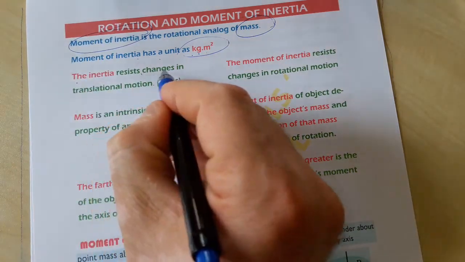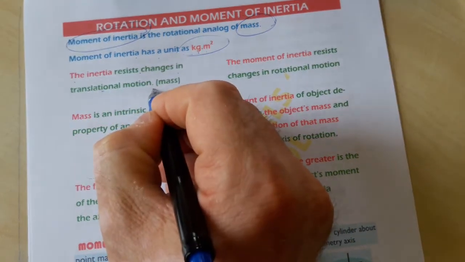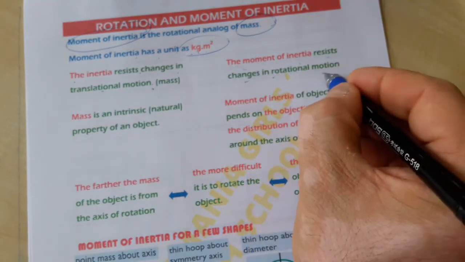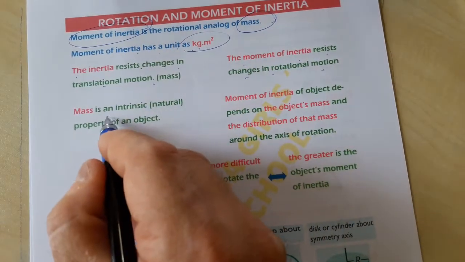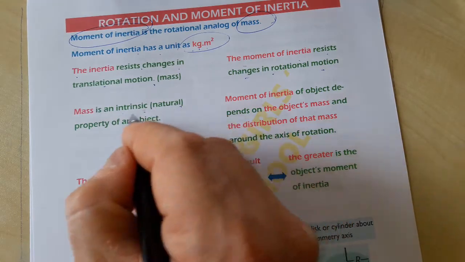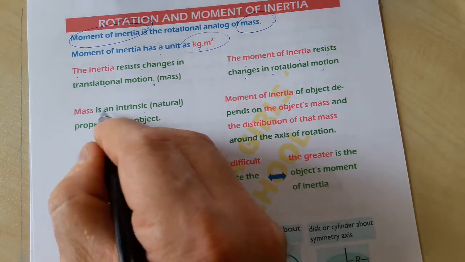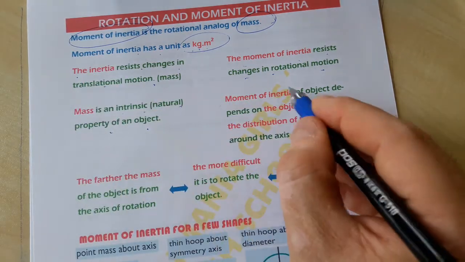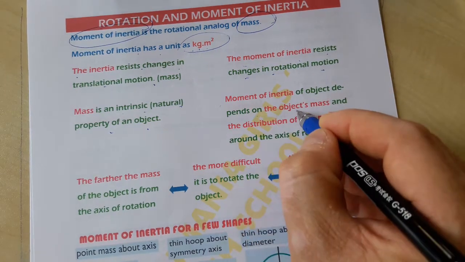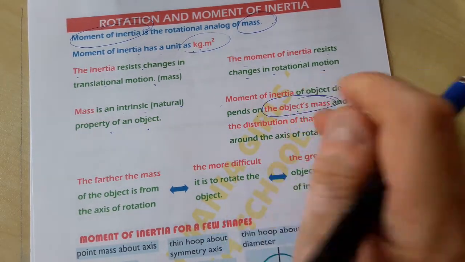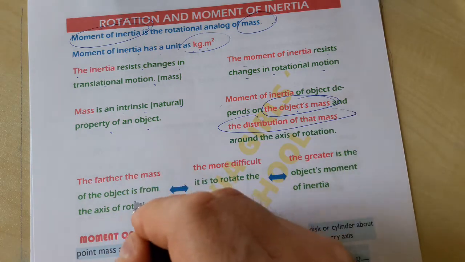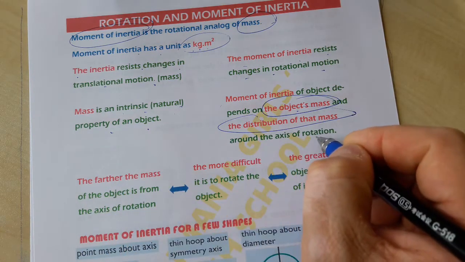Inertia resists change in translational motion. Yes. The moment of inertia resists change in rotational motion. Yes. Mass is an intrinsic natural property of an object. Mass is a measurement of inertia, remember. But the moment of inertia of an object depends on the object's mass, yes, mass exists, but also the distribution of the mass around the axis of rotation.